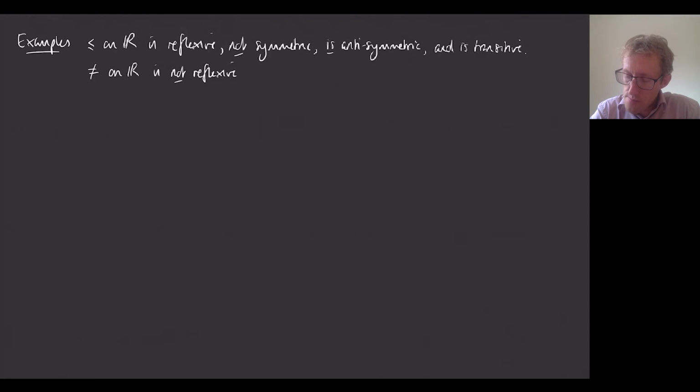Is it symmetric? Well, yes, it is symmetric, because if x is not equal to y, then certainly y is not equal to x. So it is symmetric in this case. Is it anti-symmetric? If x is not equal to y and y is not equal to x, does that imply x is equal to y? Well, no, that would be complete nonsense. So it's certainly not anti-symmetric.